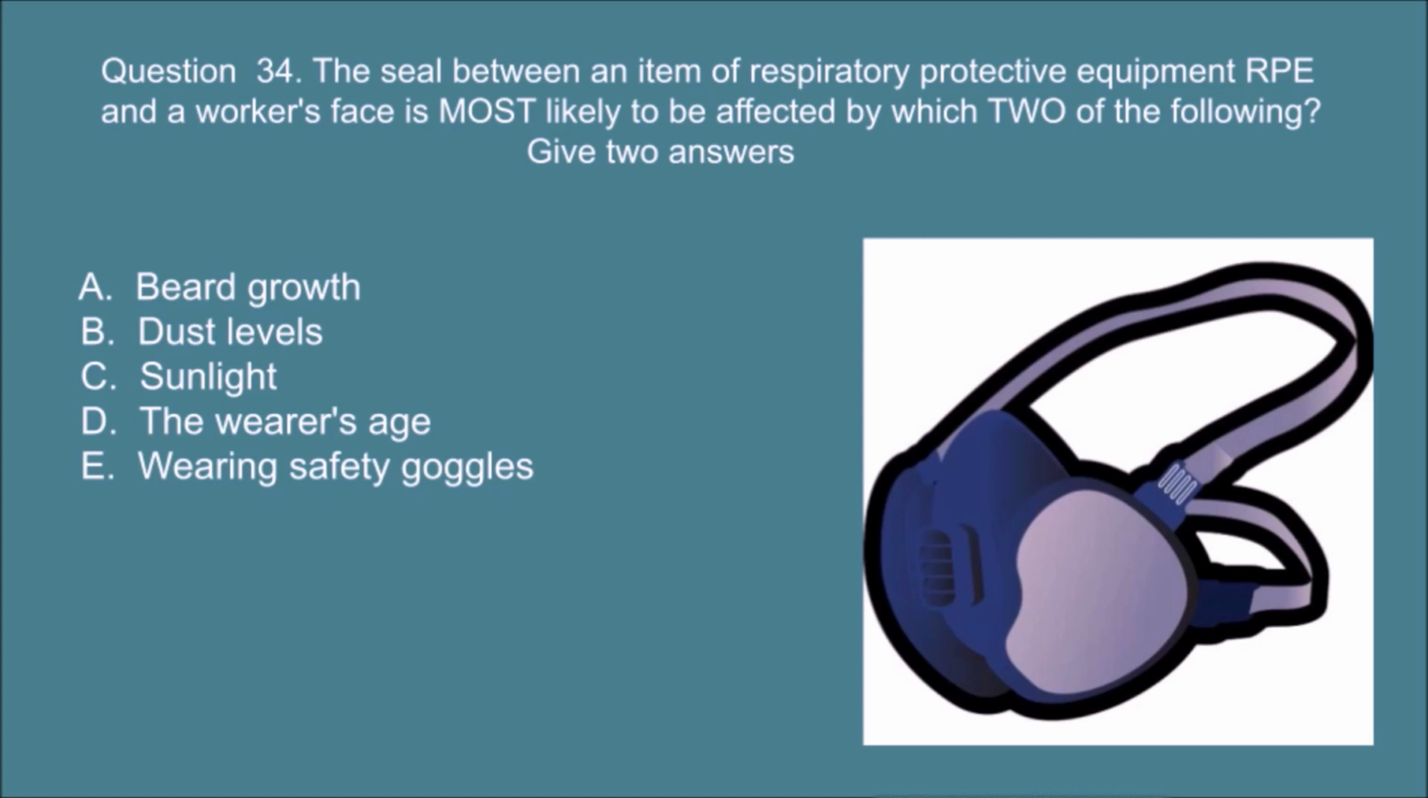Question 34. The seal between an item of respiratory protective equipment, RPE, and a worker's face is most likely to be affected by which two of the following? Give two answers. A. Beard growth. B. Dust levels. C. Sunlight. D. The wearer's age. E. Wearing safety goggles.